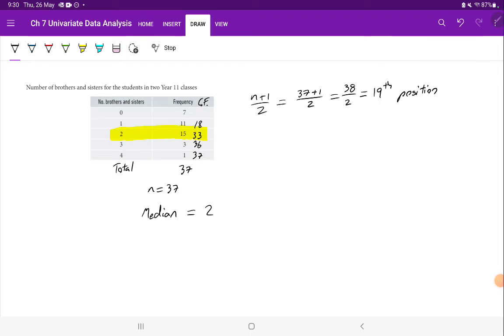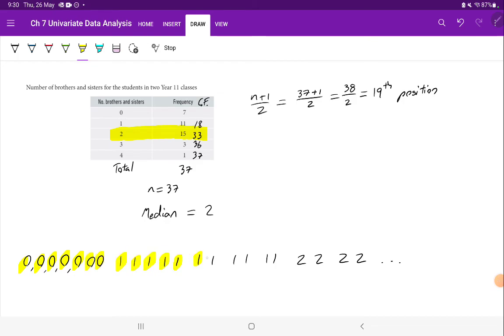And we can imagine we can write them out. 7 zeros. 1, 2, 3, 4, 5, 6, 7 zeros. And then 11 ones. 1, 2, 3, 4, 5, 6, 7, 8, 9, 10, 11. And then 15 twos. That's our actual raw data, if I listed it all out. And what's in the 19th spot? 1, 2, 3, 4, 5, 6, 7, 8, 9, 10, 11, 12, 13, 14, 15, 16, 17, 18, hence 18. So what's going to be the 19th number? It's going to be a 2.